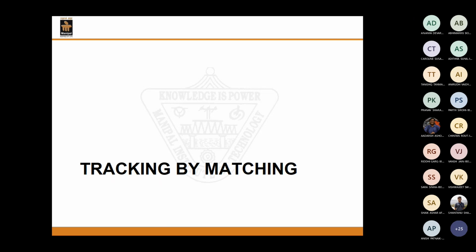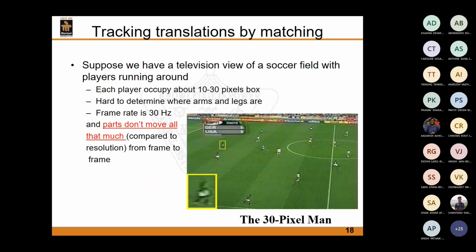Okay, moving ahead, let's go to the second broad category of tracking, which is basically tracking by matching. So first one was tracking by detection. In the case of detection, you're trying to detect the particular image or the object which is present, right? In tracking by matching, you're not trying to detect the different parts of the object as such or per se.